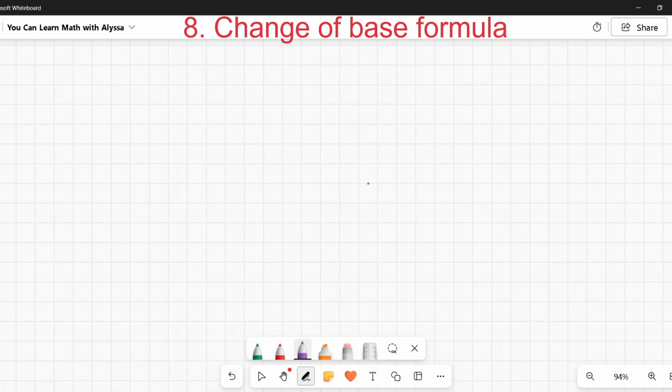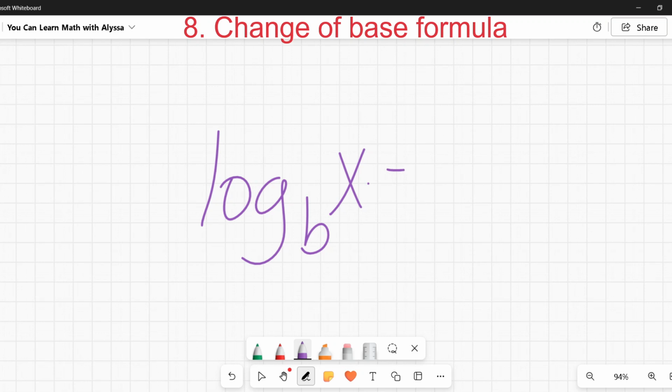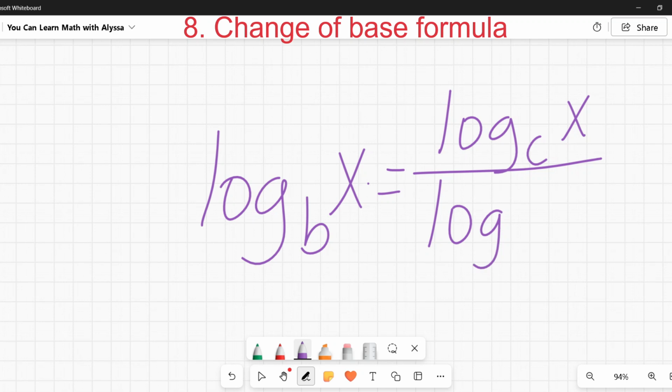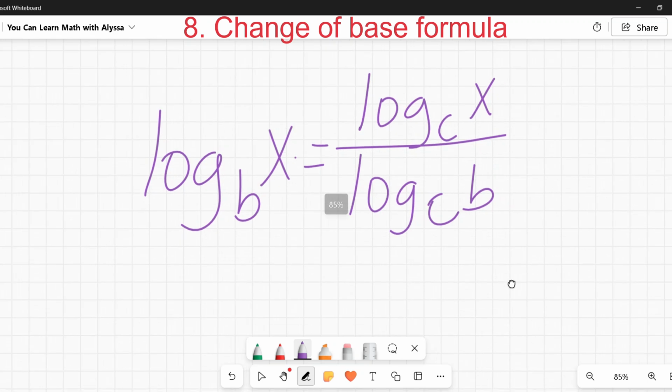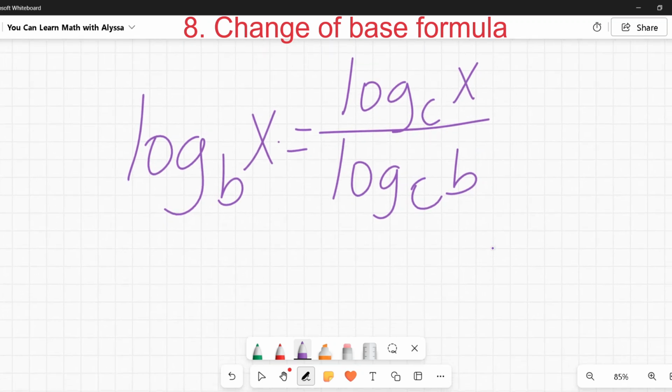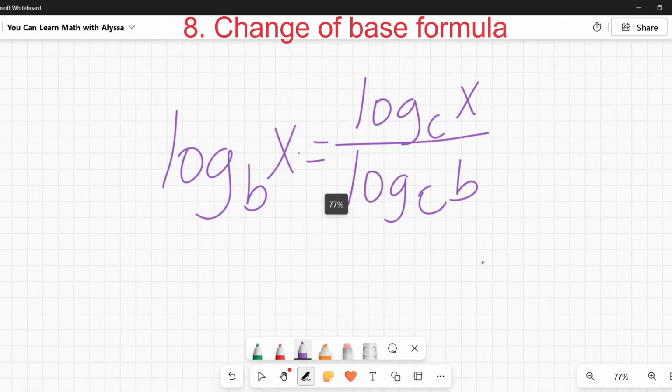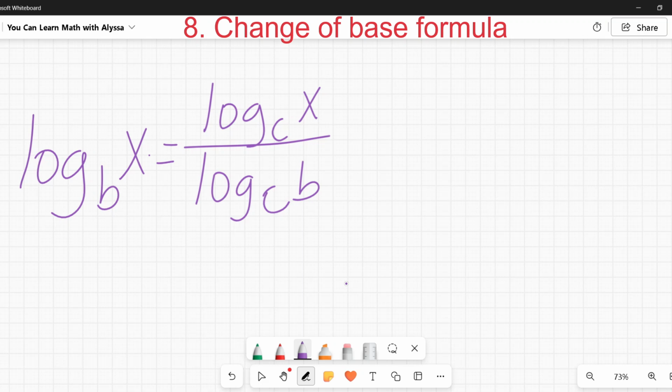And last but not least, we have the change of base formula. This says that log base b of x is equal to log base c of x divided by log base c of b. And this can be a very helpful thing to know. Again, when you're presented with different problems and you're having to switch bases, this is how you do it.